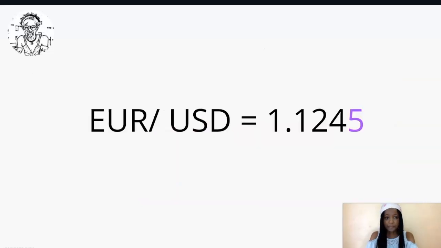Let me explain. So here we have the Euro USD. Okay, so here we have our quote, and currently it's at 1.1245. So if it changes to 1.1244, then that change, that minute change, is what we call a pip. It can also change to 1.1246. That small value change, that is what we call a pip.